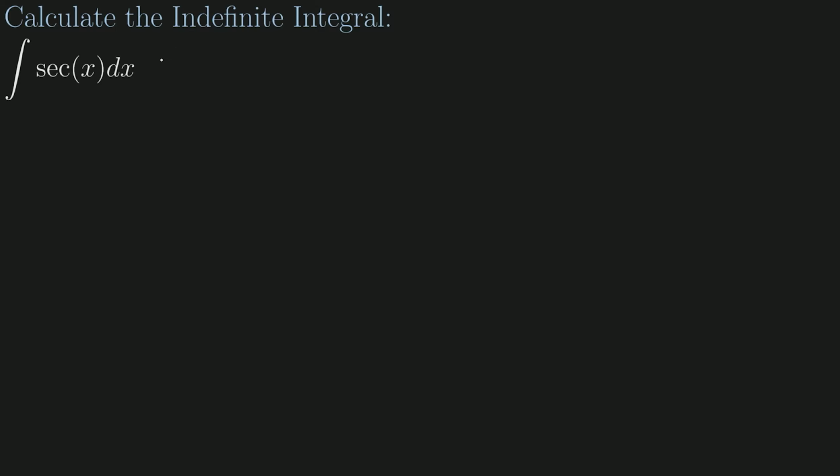The trick to this antiderivative is to multiply the top and bottom by secant of x plus tangent of x. So let's do that. Secant of x plus tangent of x over secant of x plus tangent of x. So we're not changing the problem at all.